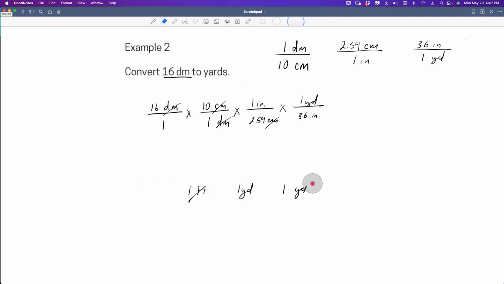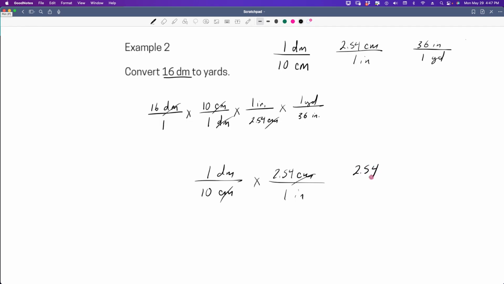to do it faster. In fact, we could have done that here because we have centimeter and centimeter together. I could have said 1 dm over 10 cm, times 2.54 centimeters over 1 inch, canceled my centimeters and said 2.54 of those is equal to 10 inches. And that would have been the same thing.